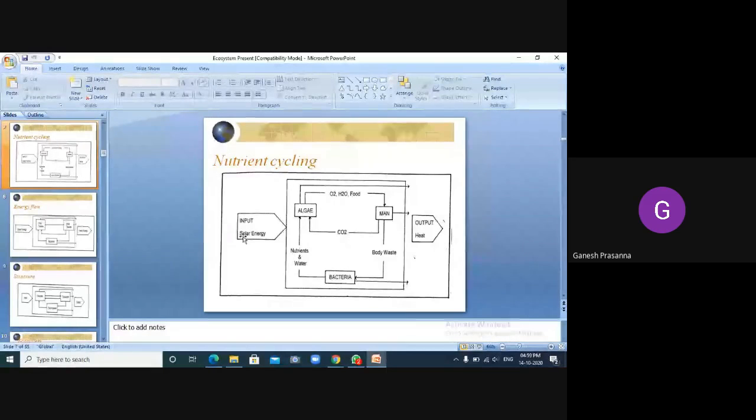See, the input is the solar energy. The sun is the main source of energy for any activity to take place on the earth. Without the sun, there is no life on the earth at all. It's only during the daylight that anything can be produced. So using the input of the solar energy, the algae, which consists of the phytoplanktons, and there are certain organisms which are called stromatolites.